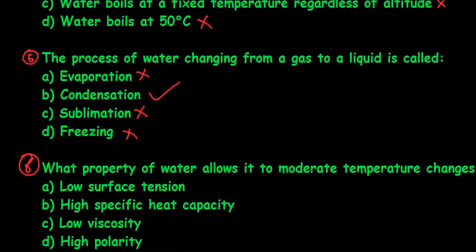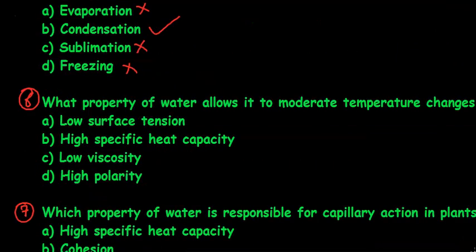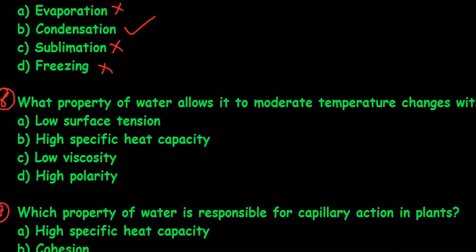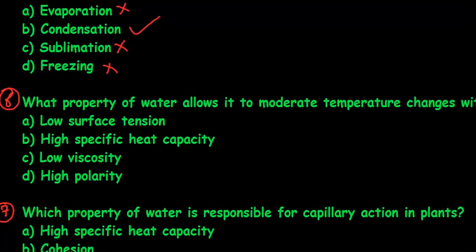What about the sixth one? This says, what property of water allows it to moderate temperature change within an organism and ecosystem? What property of water does that? In this case, if your answer is D, I think this is simply going to be wrong. C is wrong. The answer is what? High specific heat capacity. A is also wrong.